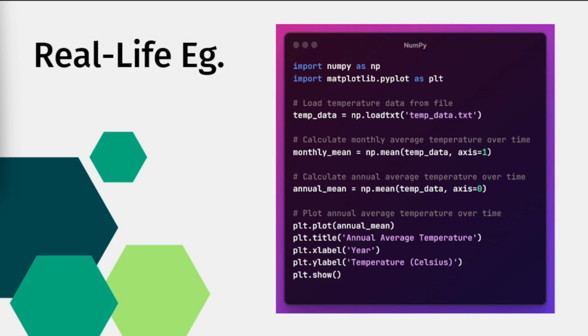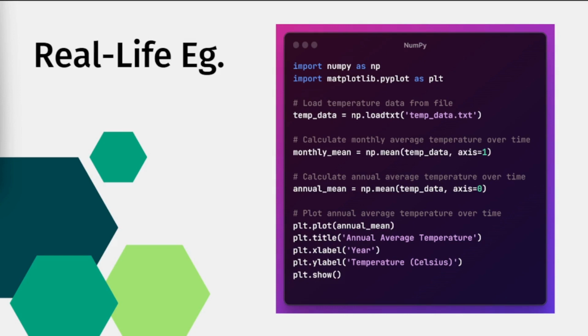So we need to just write np.mean to calculate the monthly average temperature. For the annual average temperature, we also have the function np.mean. To plot annual average temperature over time, we have used matplotlib here.